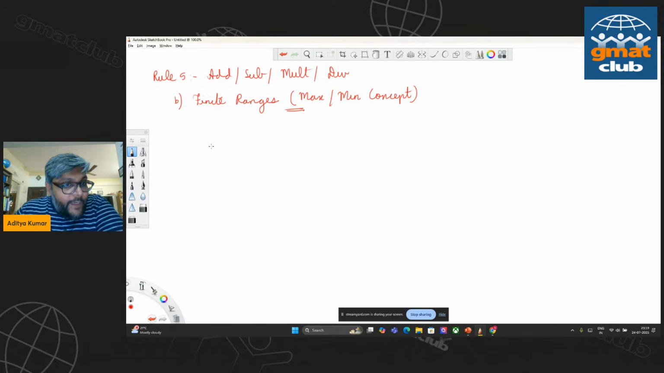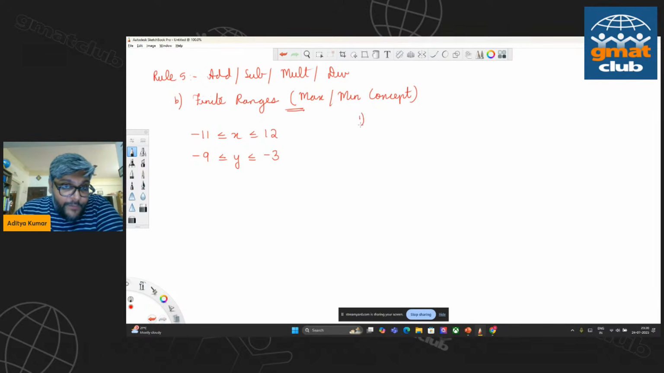So if I give you two finite ranges, -11 is less than or equal to x, less than or equal to 12. This is the first finite range. And I give you a second finite range, -9 is less than or equal to y, less than or equal to -3. I can definitely add, subtract, multiply, and divide, but I cannot directly do it. I'll have to do it via something called the Maxmin concept. What is the Maxmin concept?